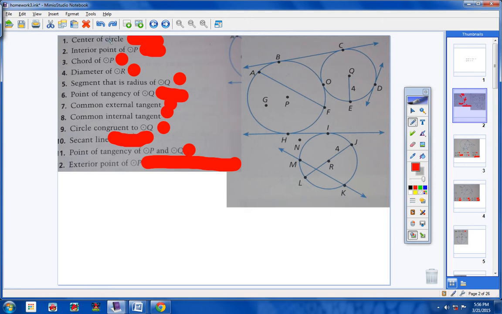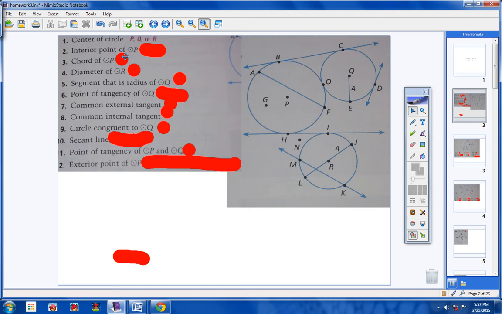The center of a circle, well, that would be P. Or Q or R. Any of those would work. And so let's take a look at that. The answer would be P, Q, or R.